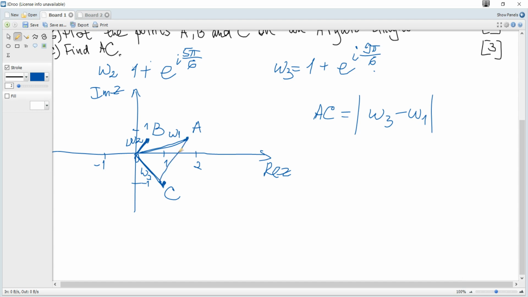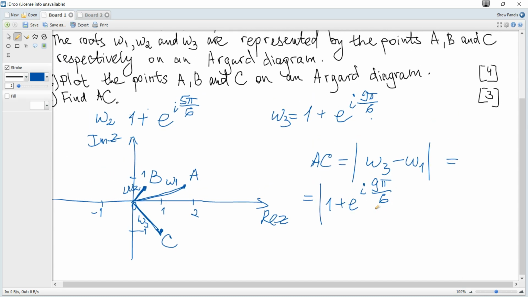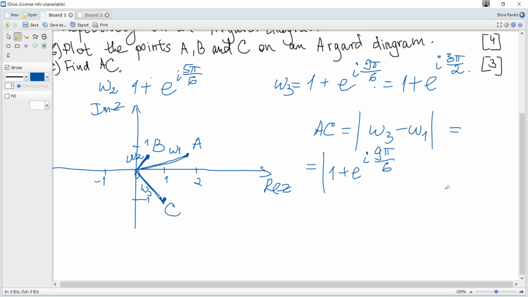So AC distance is the modulus of omega 3 minus omega 1 or omega 1 minus omega 3, and it is equal to modulus of omega 3, which is 1 plus e to the power of i 9 pi over 6, and actually it can be simplified, it's e to the power of i 3 pi over 2. So it's 3 pi over 2 also left right here.